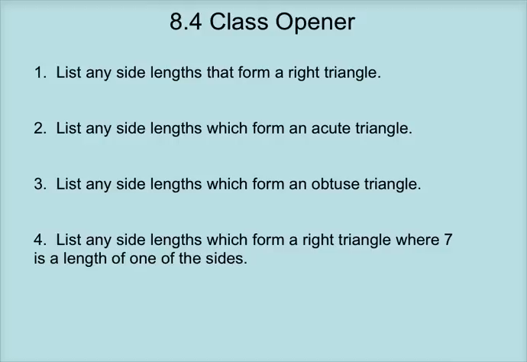Your class opener. 1. List any side lengths that form a right triangle. 2. List any side lengths which form an acute triangle. 3. List any side lengths which form an obtuse triangle. And number 4, list any side lengths which form a right triangle where 7 is the length of one of the sides.